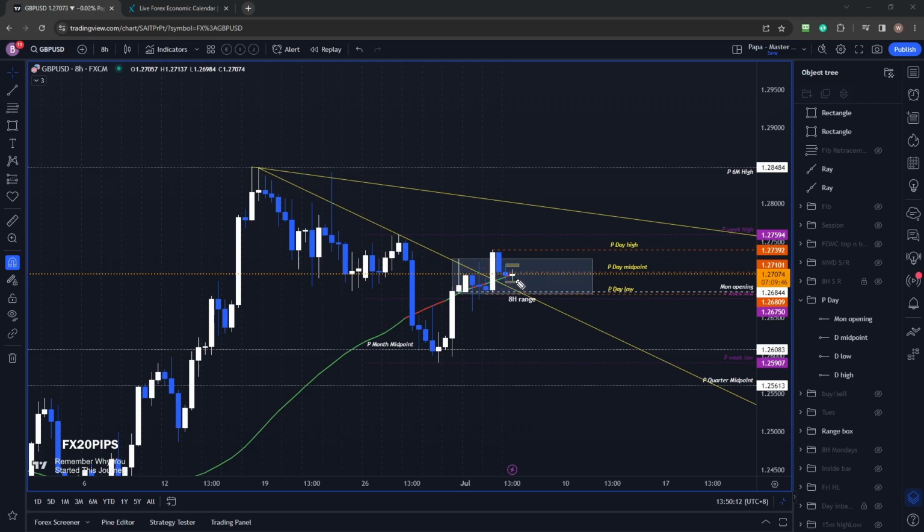All right, so I think the price could drop down here to the bottom of the 8 hours range where it hits this trend line also, and then it will start going up. Okay, the other possibility is it drops here and keeps going down. Okay, closing the gap here.